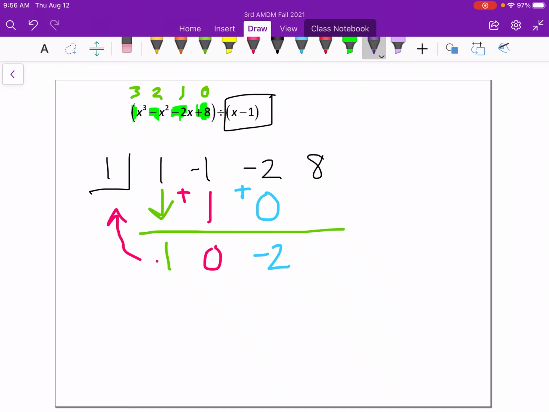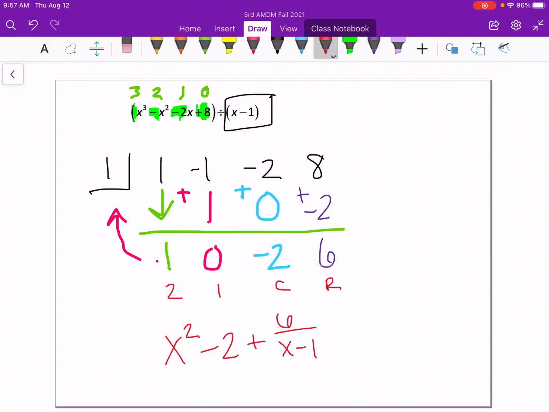Multiply. Negative 2 times 1 is negative 2. And I add, and I get 6. So this is my remainder, constant, x, and x squared. So my answer is 1x squared plus 0x. So there's no reason to put that in, right? 0x doesn't make sense. Minus 2 plus, my remainder is 6. So it becomes 6 over x minus 1. That x minus 1 is from the original problem here.